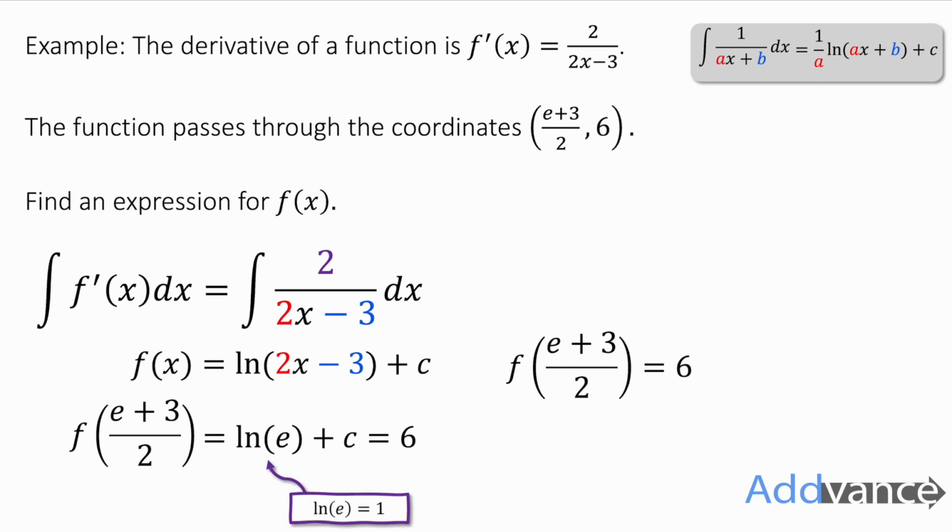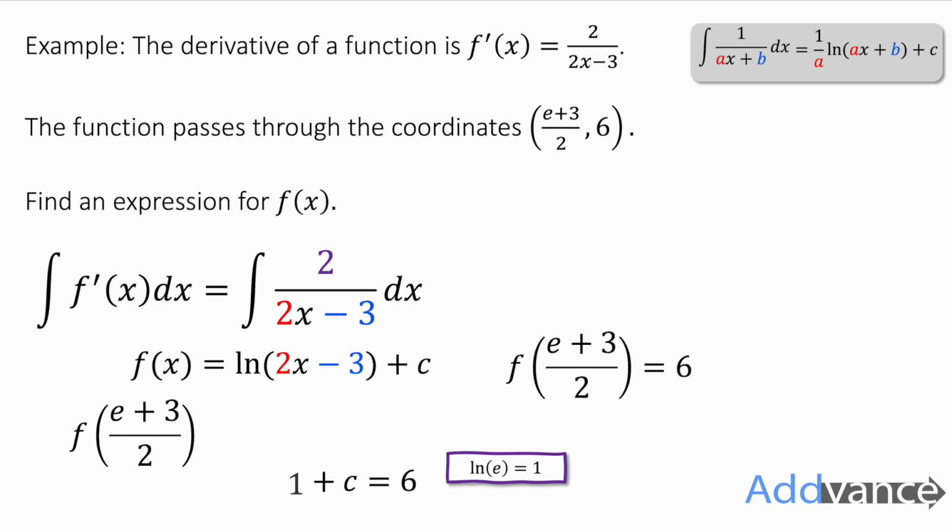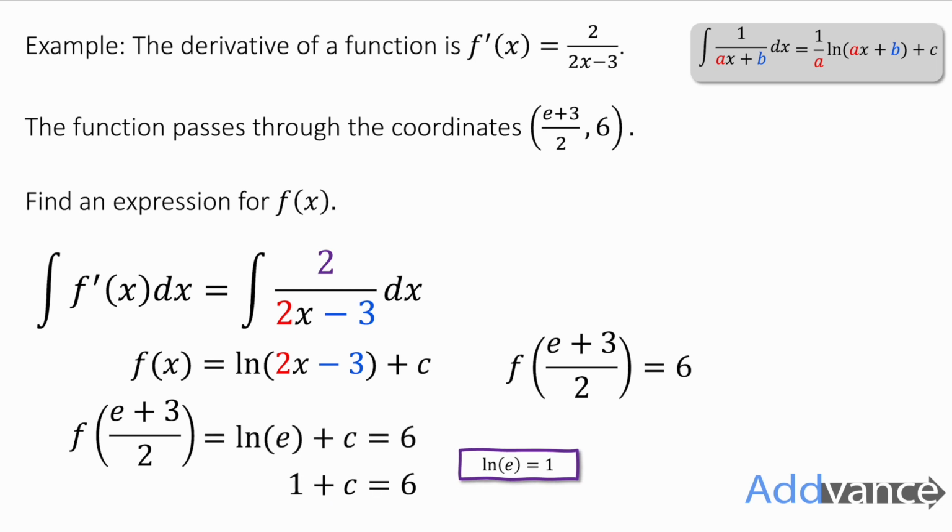And then we've got ln of e. Well, what power of e makes e? Just think about your logarithms here. And that's just 1. So you should know that ln of e is 1. And so you can write this as 1 plus c is 6. So it's simplified really nicely here. We take 1 off both sides. c is equal to 5. And that's the correct answer.